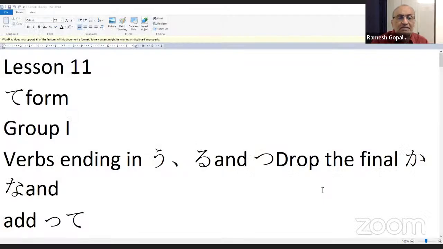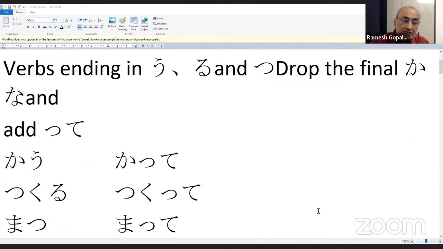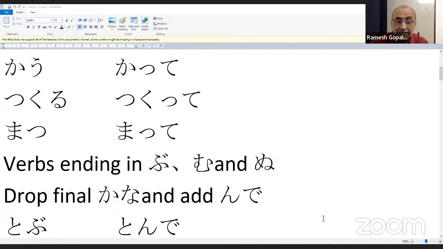Let me start where I left it. This one, I was telling you the te form. So I'll just go through this again. Group 1 verbs, you conjugate them. If they end in u, ru and tsu, drop the final kana and add te. So I said kau katte, kuru kutte, matsu matte.